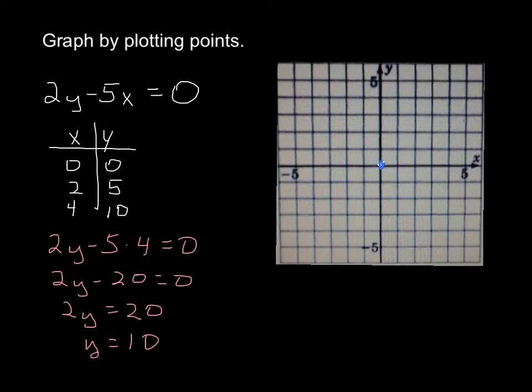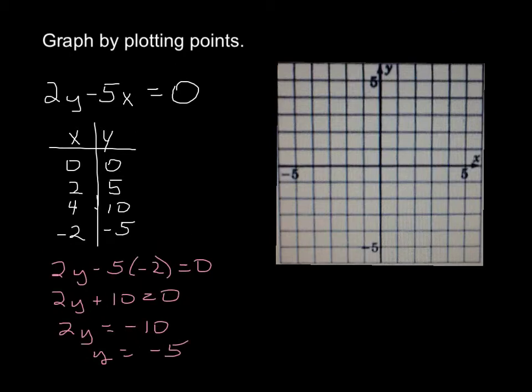And then the second point is x equals 2, y equals 5. And then the third point is x equals 4, and y is going to be way up here. So on this particular problem, that was a hard point to choose, and if we had chosen negative 2 for x, we would have gotten a better point.